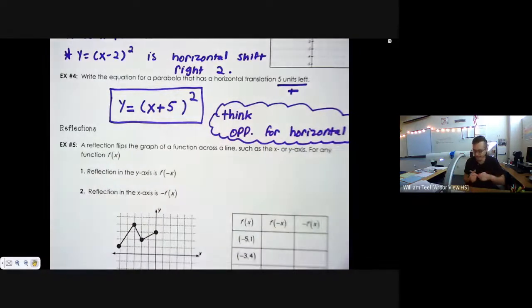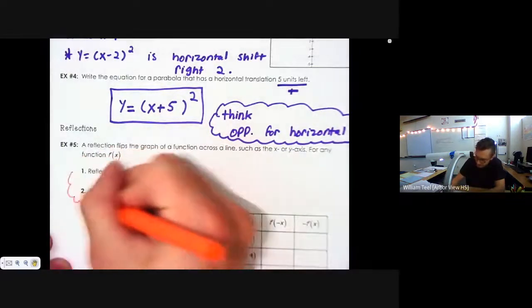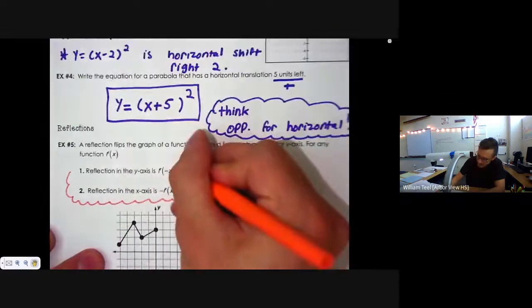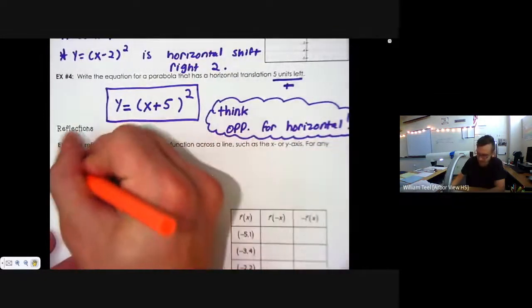I'm going to make this look pretty, just so it stands out. Oh, nice little cloud. I love drawing clouds on my notes. I hope that doesn't bother you.